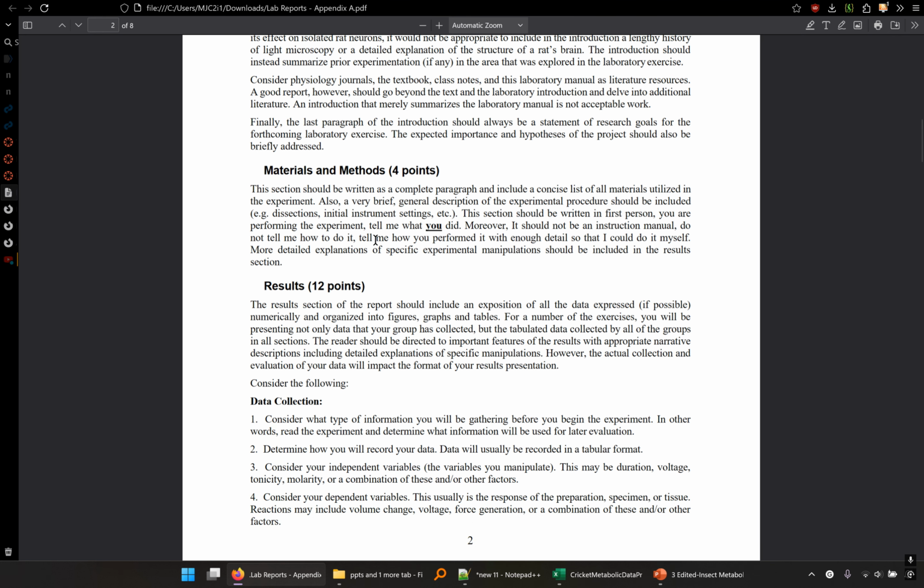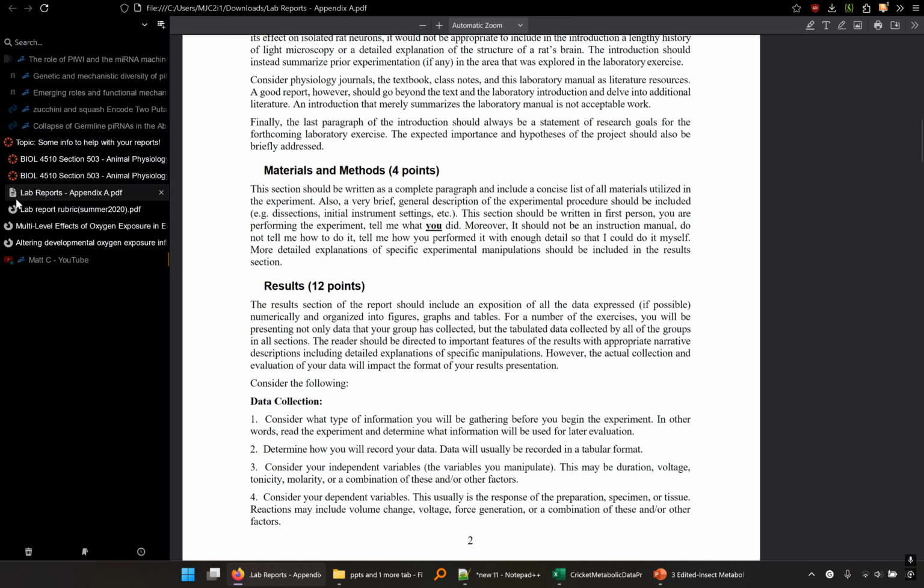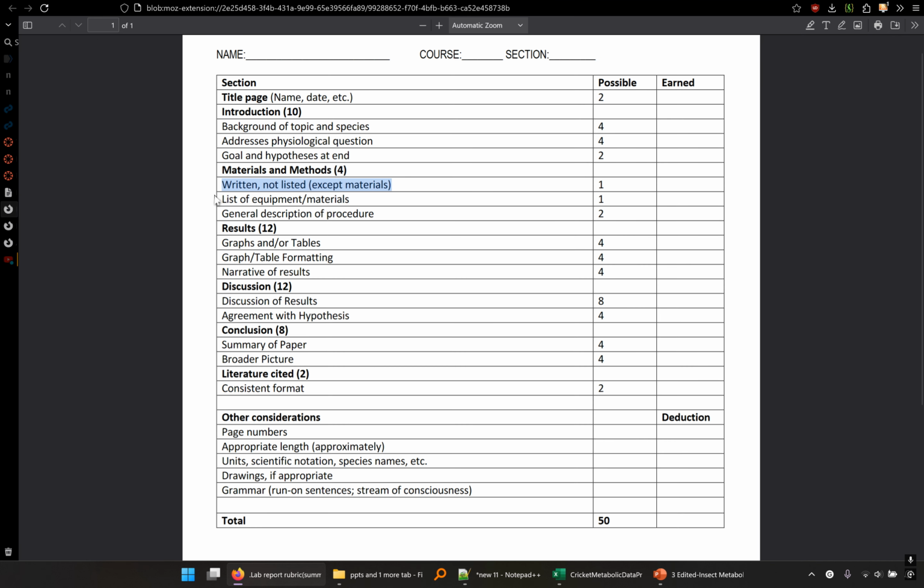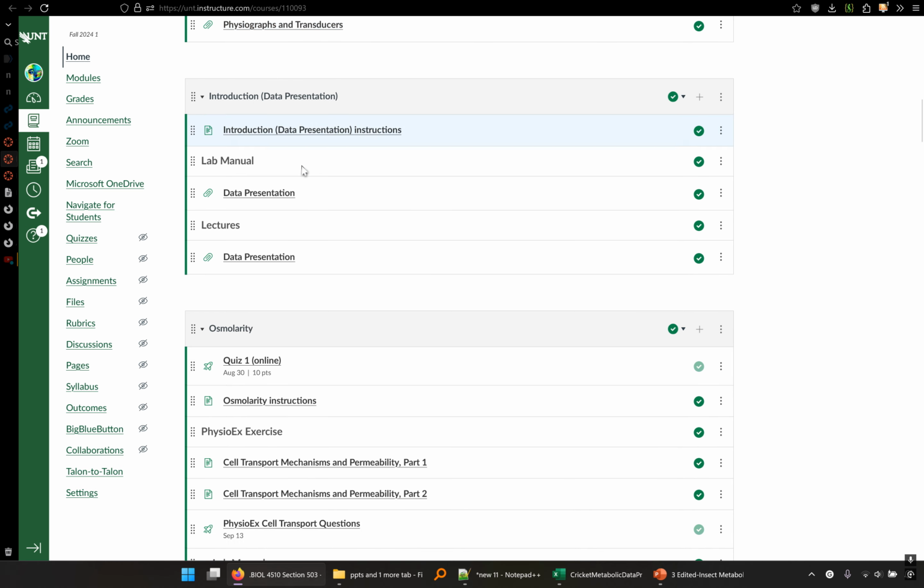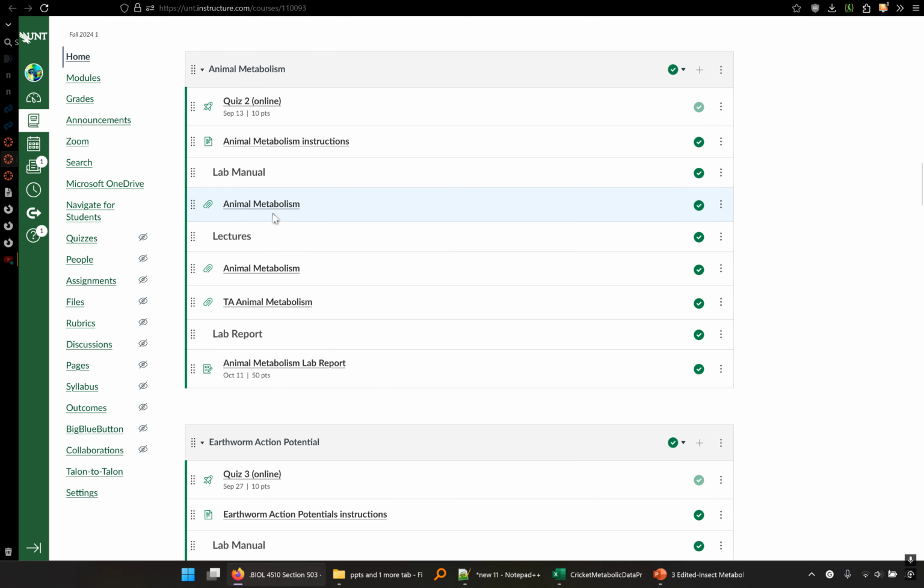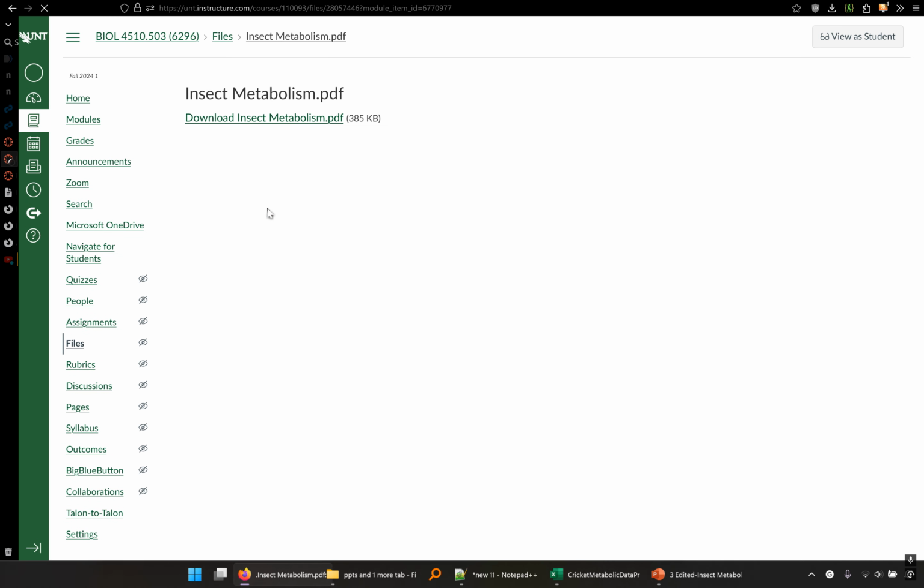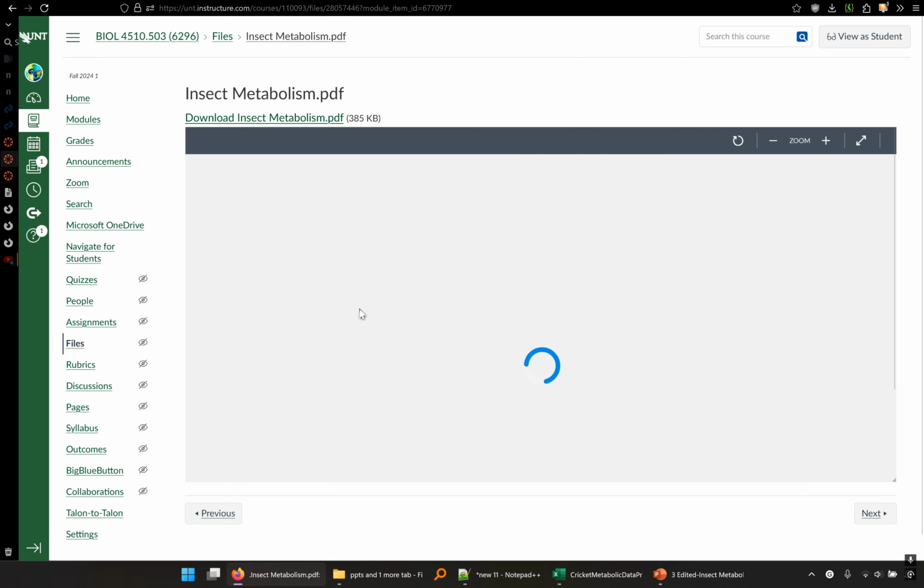And then the last thing for these is including a bulleted list of all your materials. That is a single point, but this list of equipment and materials, you would be writing out all of the equipment that was used in the experiment. If you actually go to animal physiology and go into your animal metabolism lab manual, it's going to include all of that information.